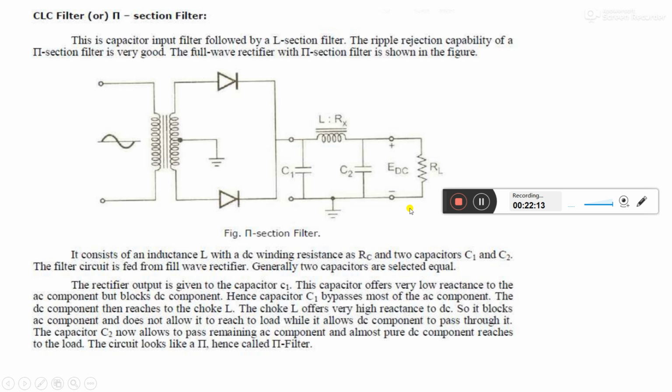This is the mathematical symbolic representation. The pulsating output of the rectifier is applied at the input terminal of the pi filter. Here a center tap full wave rectifier has its output connected to a pi filter. The filtering action of each component, C1, C2 and the inductor, is as follows. Capacitor C1 offers low reactance to the AC component of the rectifier output, but it offers very large resistance to the DC component.